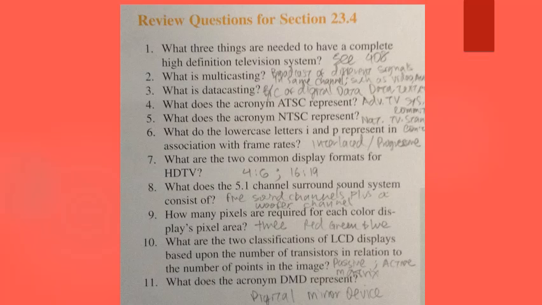Review questions for section 23.4. Question 1. What three things are needed to have a complete high definition television system? That would be a digital camera, a digital receiver or an HDTV tuner, and a display unit capable of producing images at high definition TV resolution.